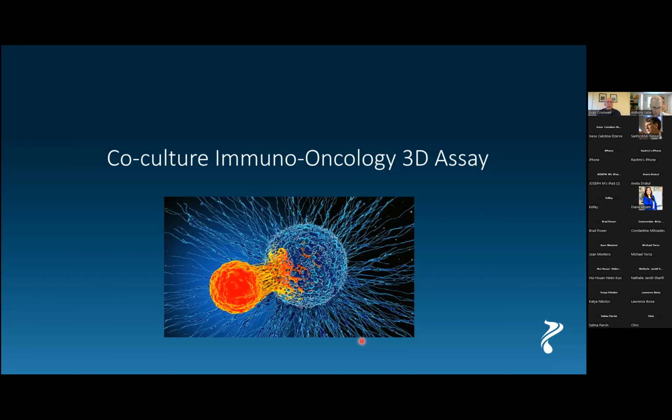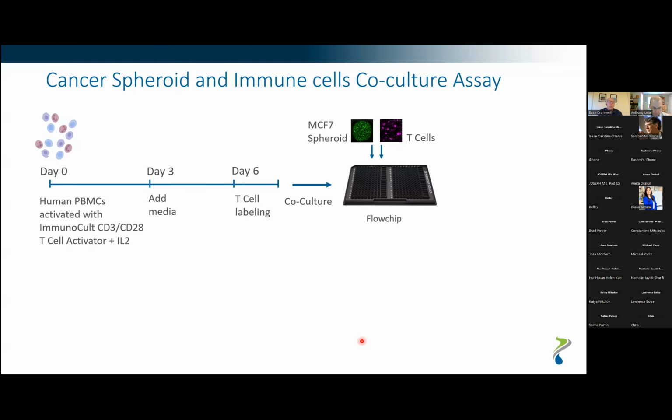So the last area, again, this is more preliminary data, but I think an area of high interest, and that's doing co-cultures for immuno-oncology and looking at the functional response of cancer models as they interact with immune cells. In this case, we are using cancer spheroids. These are MCF7 spheroids, and we have human PBMCs. We got these from Stemcell Technologies, activated with their ImmunoCult over a 6-day period.